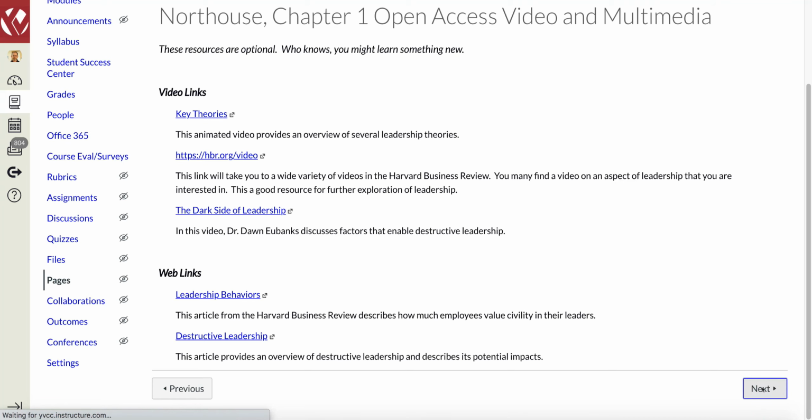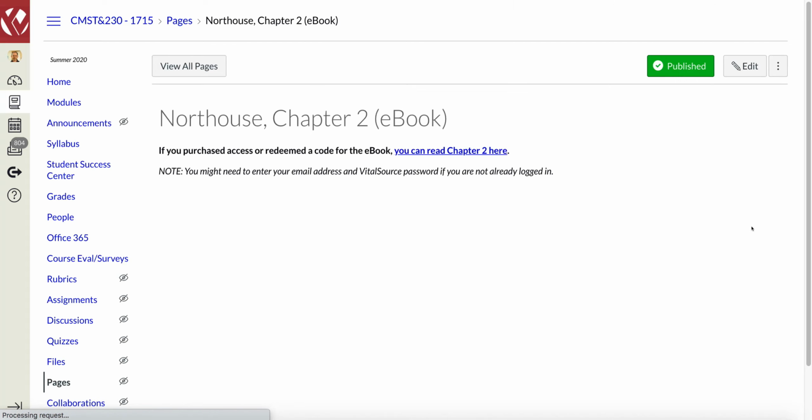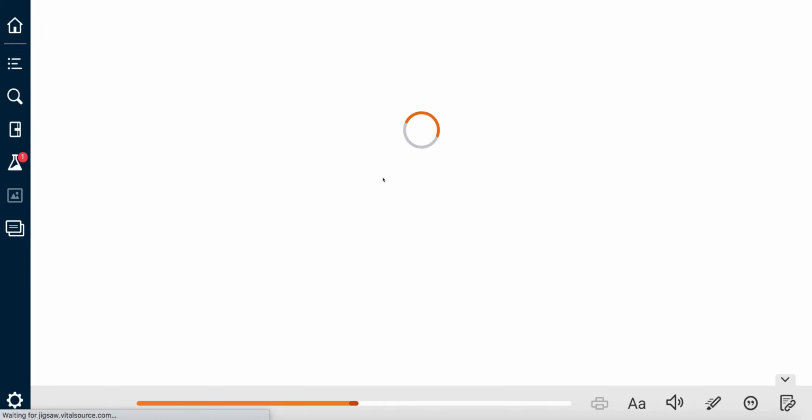So moving on. We're moving on now to chapter 2, which is recognizing your traits and your learning objectives. I'm very tempted to walk through this whole chapter the same way I just did the previous chapter. I think I'm just going to go through it super quickly, just because I want you to see one thing in particular.